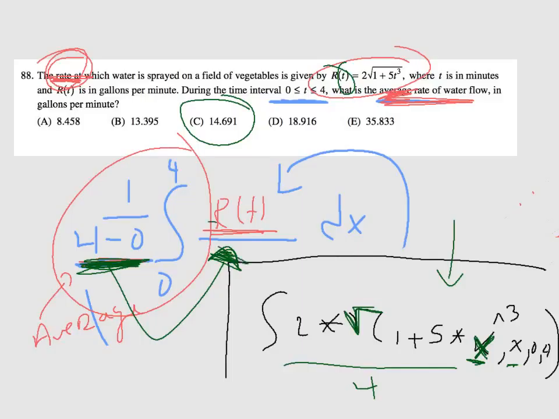What? Well, what was R of t? If we read it, it says right here, let me highlight this, the rate at which water is sprayed on a field of vegetables is given by R of t. So this is the average rate at which water is sprayed on a field of vegetables. Or you could call it the average rate of water flow.